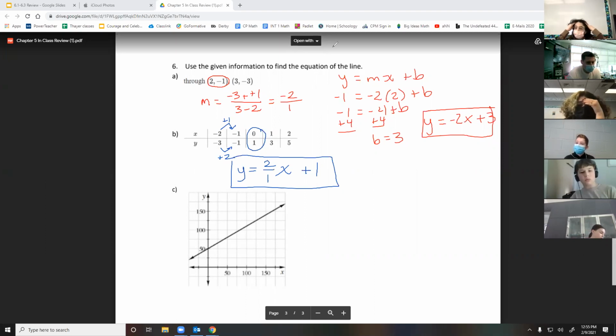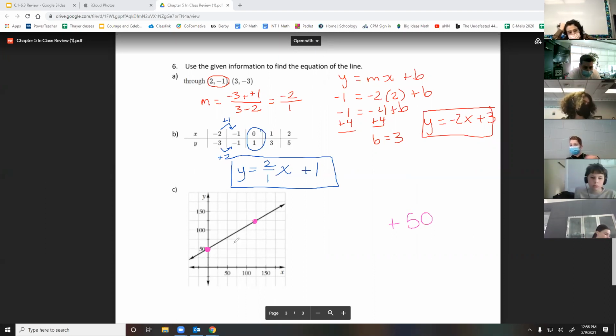Let's move on to the graph now, shall we? The y-intercept is the point where your line crosses the y-axis, so that's positive 50. The slope can be found by looking at another, quote, pretty point, like right here, and finding the rise over the run. So that's up 50, 75 divided by, looks like 125.